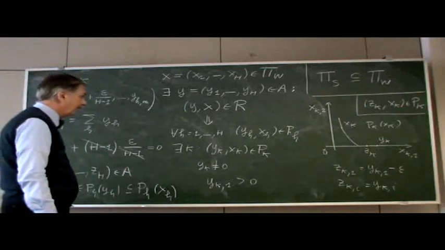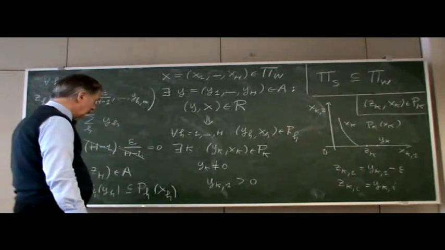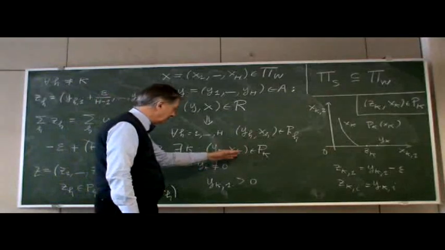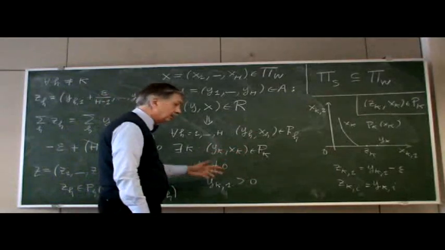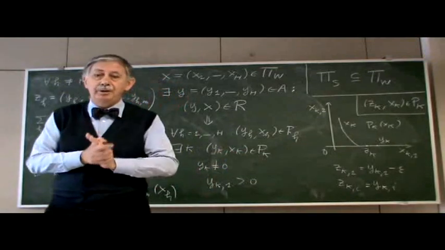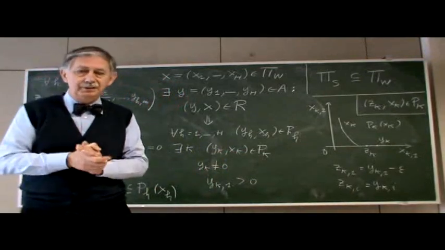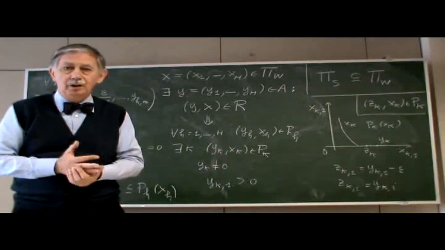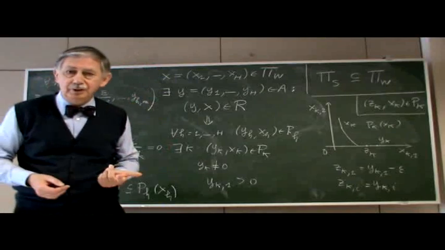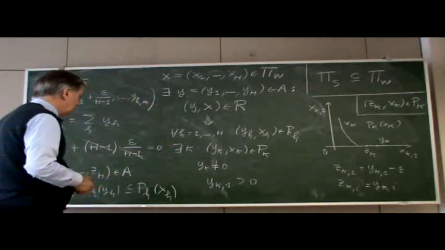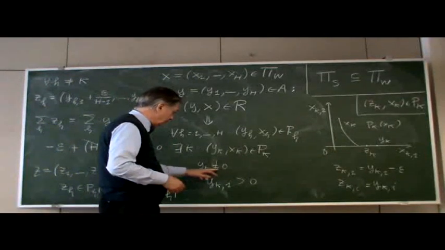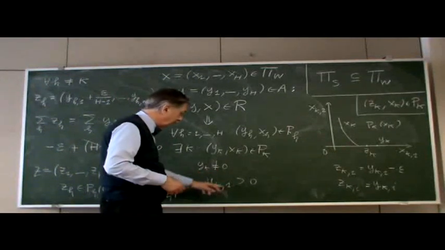X is equal to the negative orthant. What happens? This yk, which is preferred to another bundle xk, cannot be equal to the null vector, because by strict monotonicity it is clearly impossible that the null vector is preferred to another vector of a non-negative orthant, which has at least one positive component. So, yk is not null, and there is at least one component which is positive.